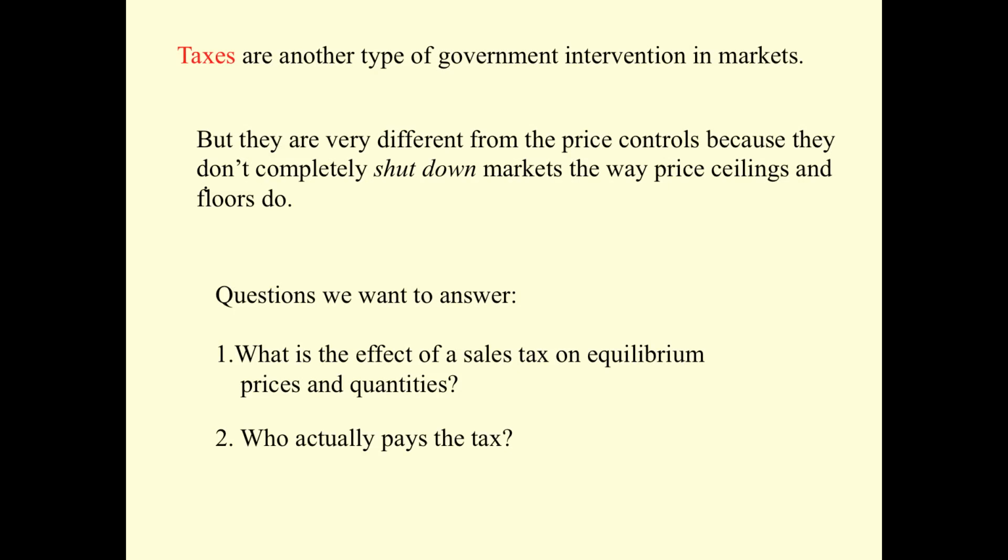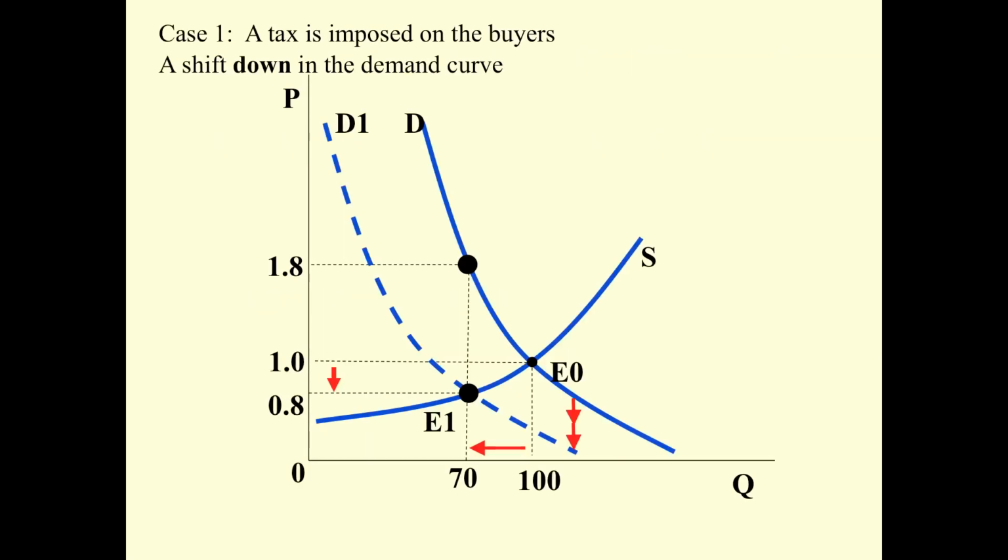The questions that we want to answer are, what's the effect of a sales tax on the equilibrium prices and quantities, and then who actually pays the tax? The second might seem a little bit of a silly question, but it's more complicated than it would seem at face value. First of all, the kind of tax that I'm talking about is referred to as a specific tax. That's a tax of so many dollars or so many cents per unit sold.